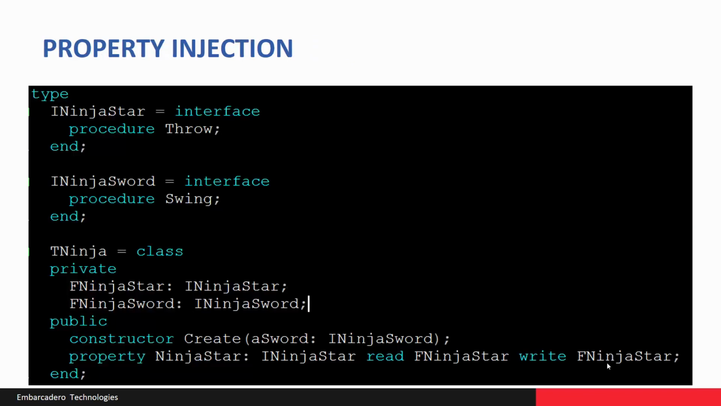Next kind of injection we'll look at is property injection. Here we have an INinjaStar interface that has a procedure on it, Throw, and we don't necessarily want to create a ninja with a throwing star, because every ninja has a sword that's required, as we can see by the constructor, but the ninja star is injected as a property in order to allow you to vary what kind of ninja star you throw, and provide any type of implementation for that ninja star. You can inject that dependency, the ninja star dependency, via the property by setting it after construction.